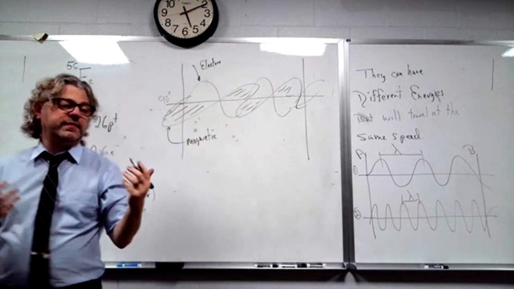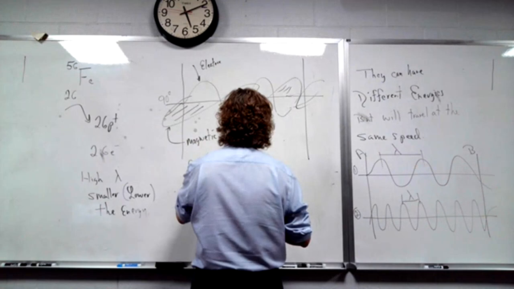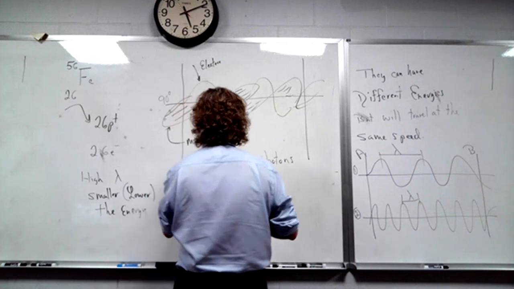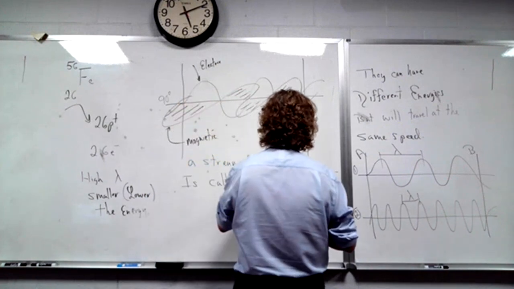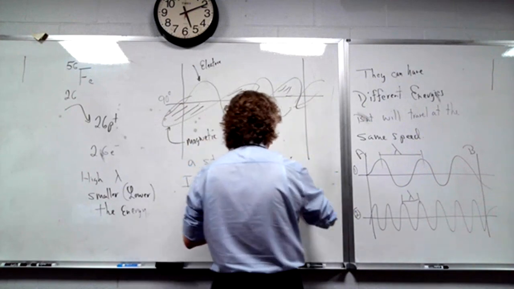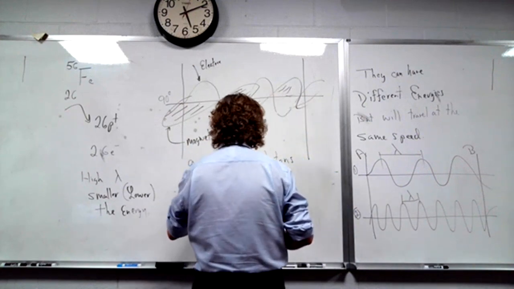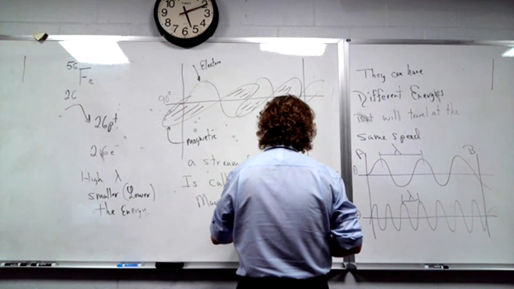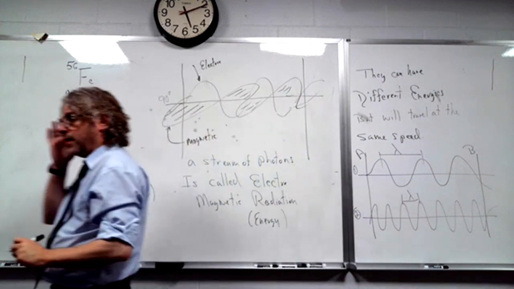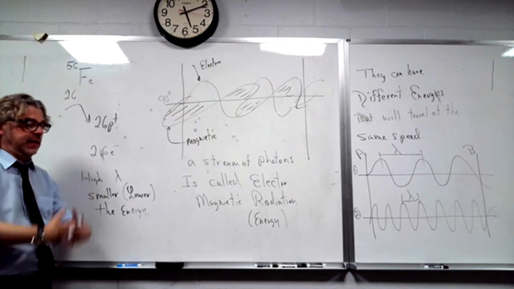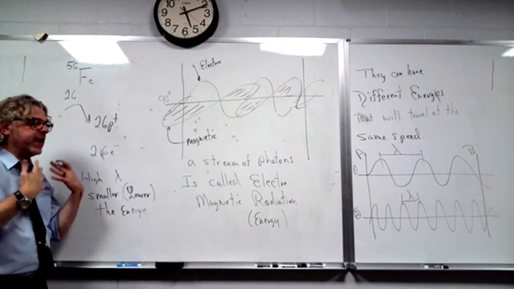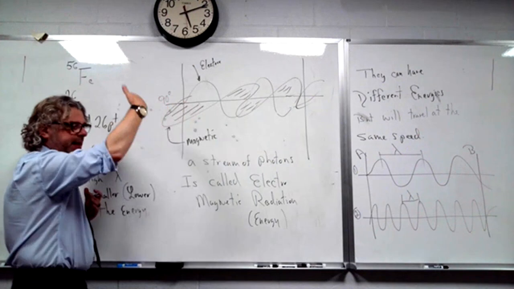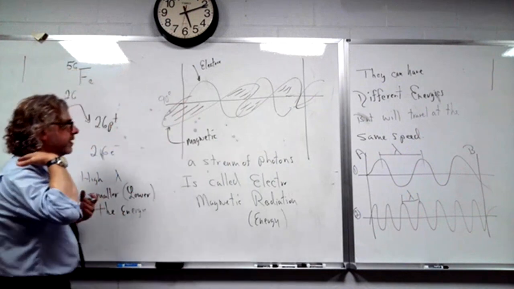And together, we say a stream of photons is called electromagnetic radiation, or you could say energy, and it's probably more correct to say energy. If you have an atom that gives off a stream of photons on its own, that would be radiating from that atom, so that would be radiation, but this is electromagnetic, so they have EMF, electromagnetic frequency, if you hear about it in those movies and things like that.